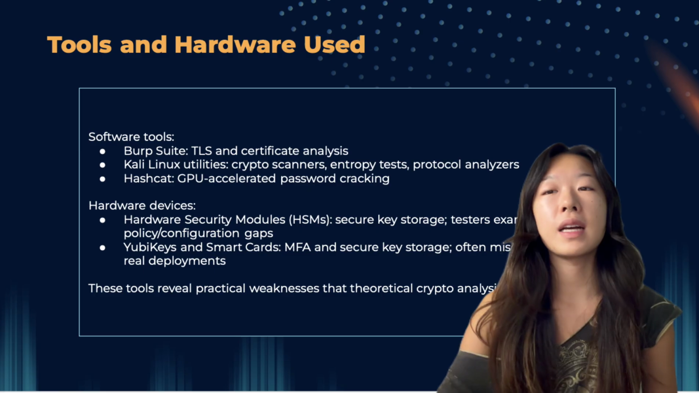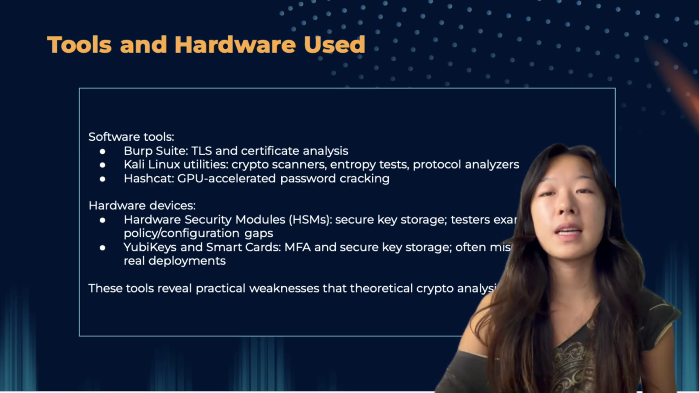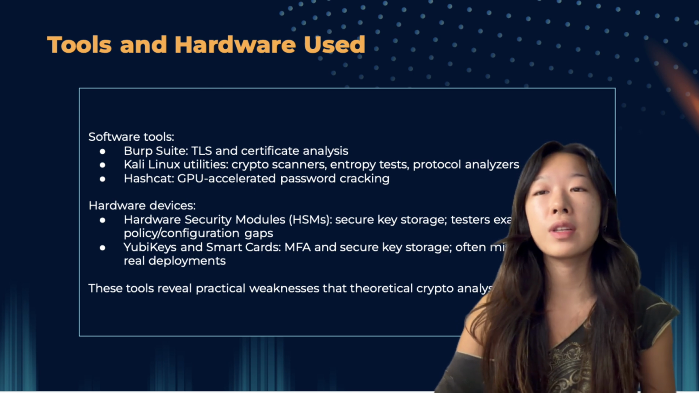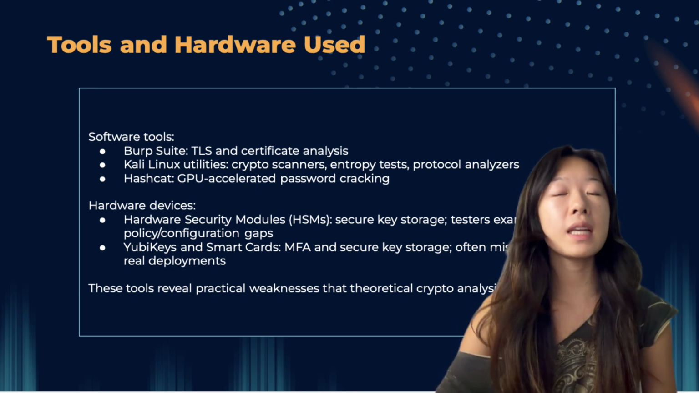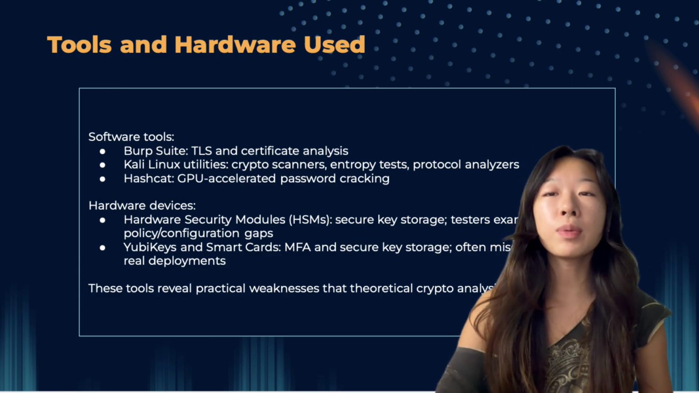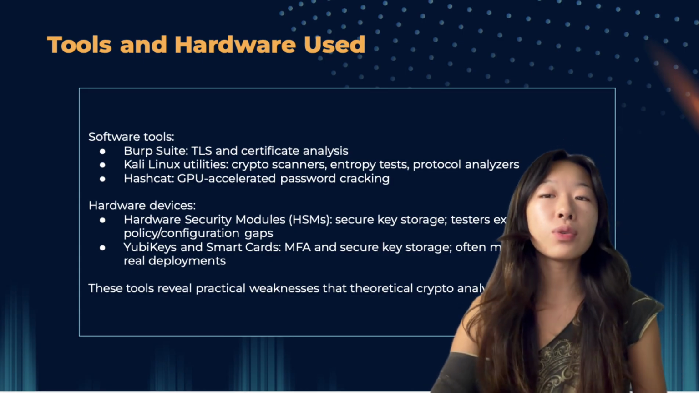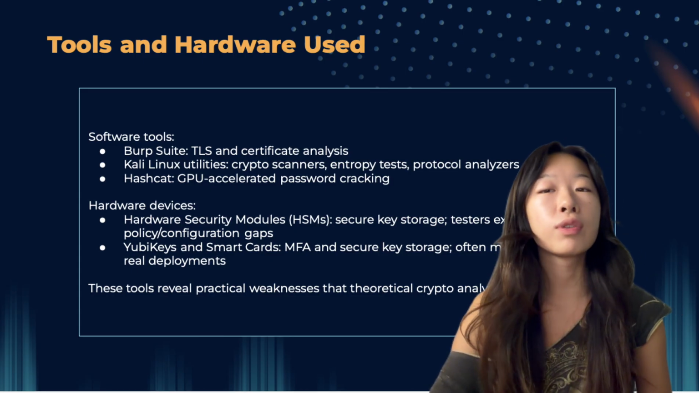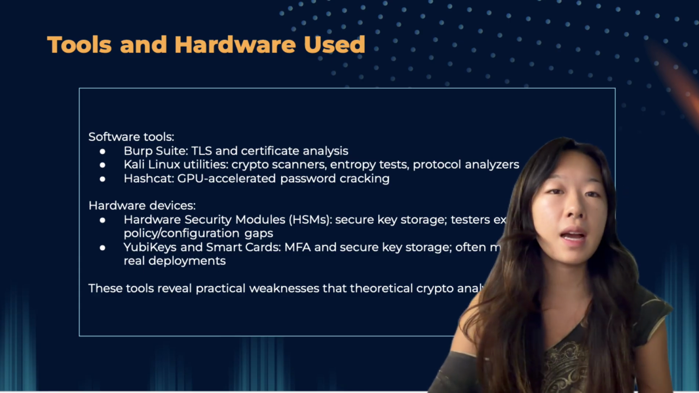On the hardware side, HSMs provide secure key storage, and testers look at policy or configuration gaps that can weaken that security. YubiKeys and smart cards support MFA and secure key storage, but in real deployments, they're often misconfigured. The main idea is that these tools expose practical, real-world weaknesses that purely theoretical crypto analysis wouldn't catch.